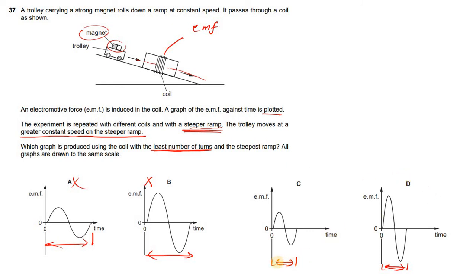Because the time interval is less in both, the next thing is that we are using the least number of turns. That means the amount of EMF will be less. If you see, the maximum EMF here is higher. Least number of turns means the maximum EMF will be least. So the option is C, because of the least number of turns.